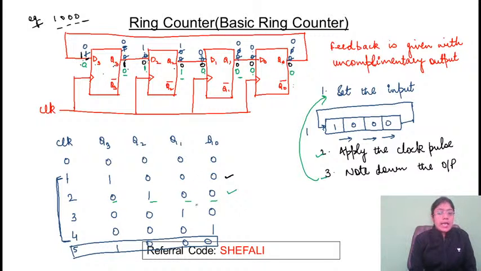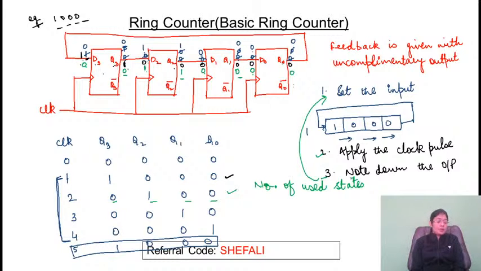So how many states are used here? Number of used states. Number of used states are what? Children, I have answered this. No, parallel in, parallel out is not possible because in that case you are not shifting the bits. This is the shift register. Either it will be shifting the bits towards the left or towards the right.